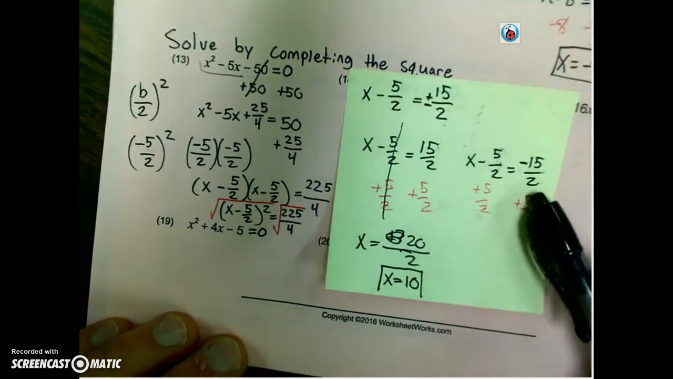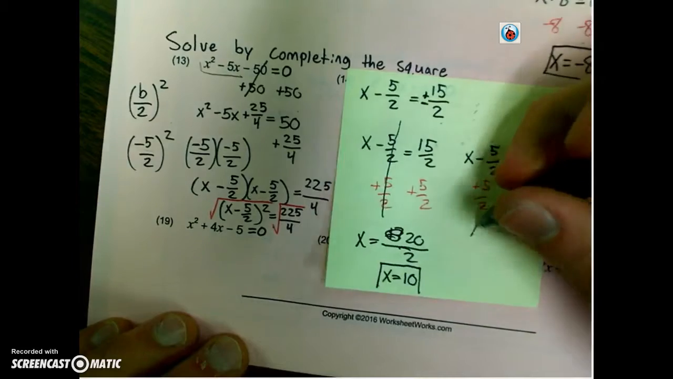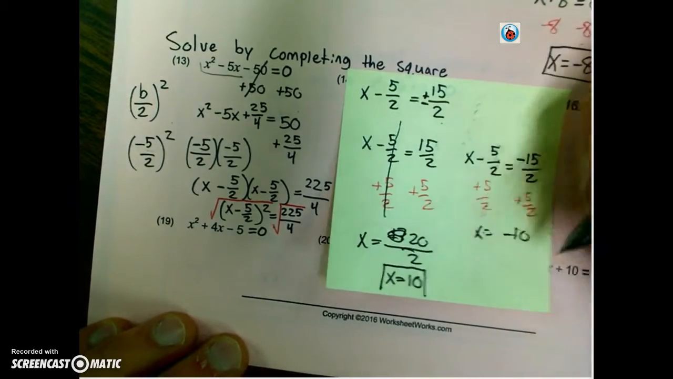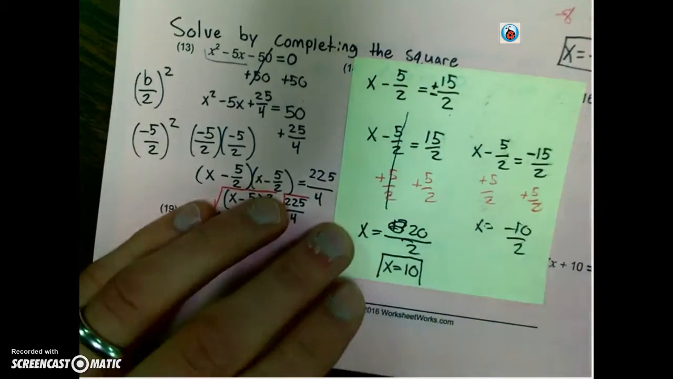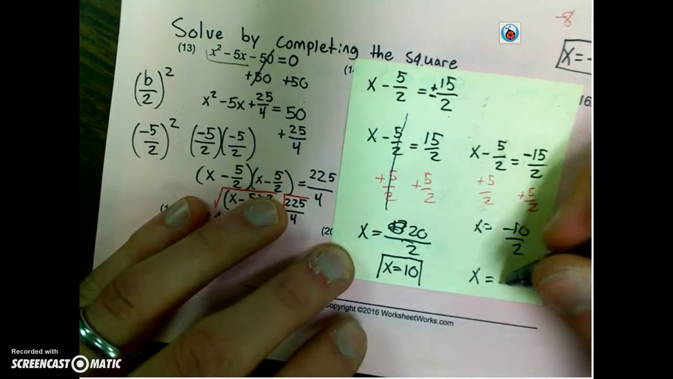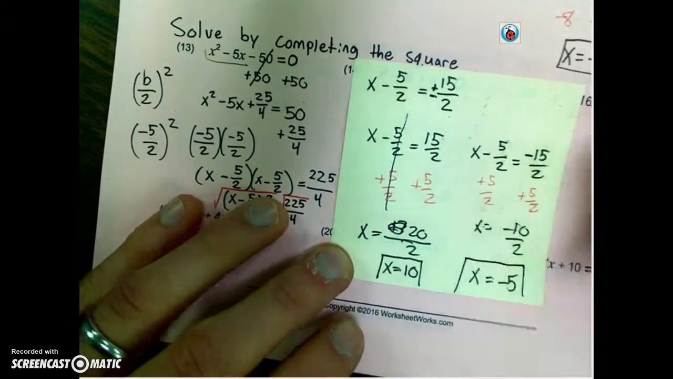Now for this one, negative 15 plus a 5 gives me a negative 10. So x is equal to a negative 10 divided by 2, which would tell us that our x here is equal to a negative 5, right?